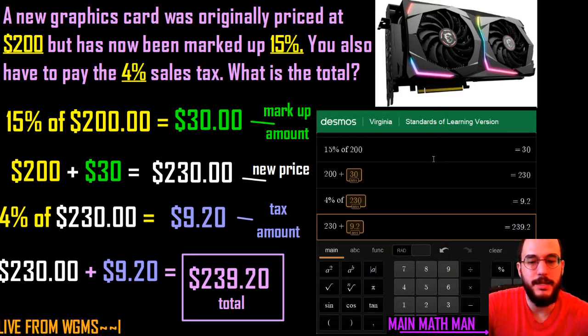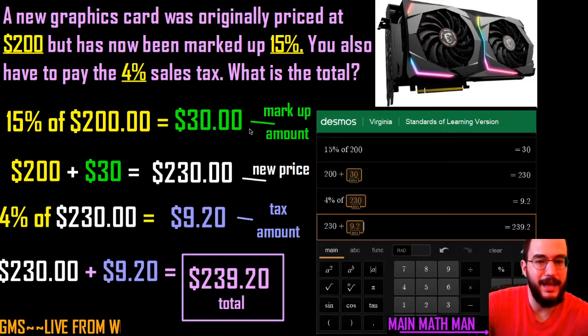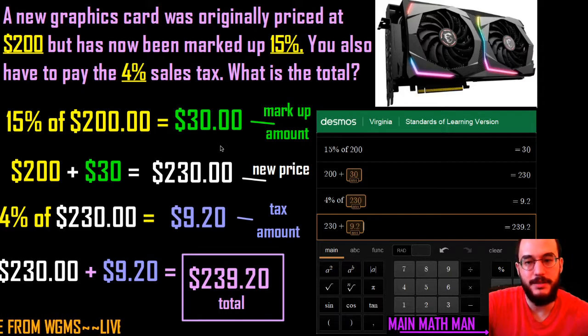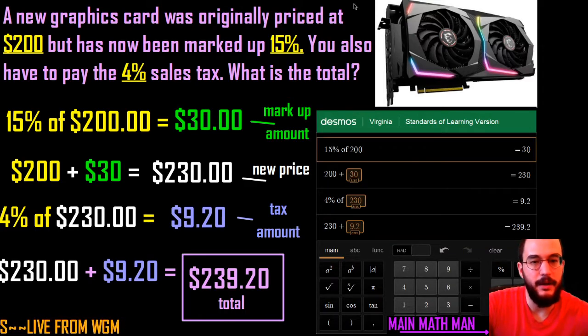Make sure you can use that Desmos calculator for yourself. Take your time, hit rewind, hit replay. Again, for sales tax, you're adding to the price. If it's a discount, you are subtracting. Make sure you're using that percent of button to find the percent of a number.